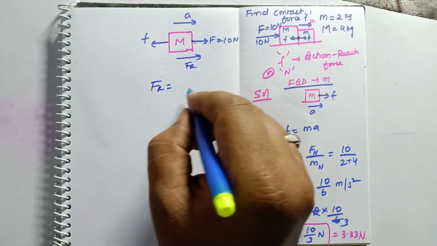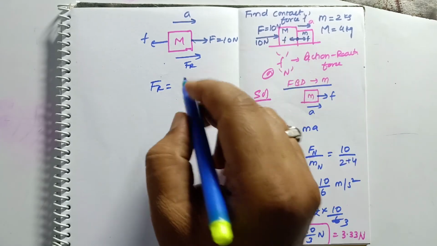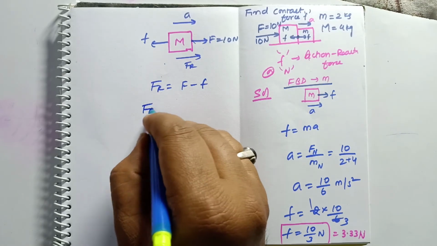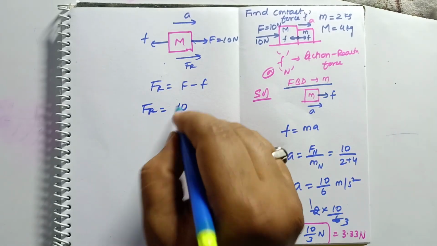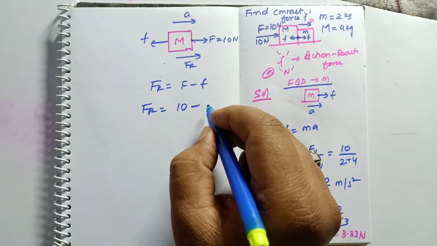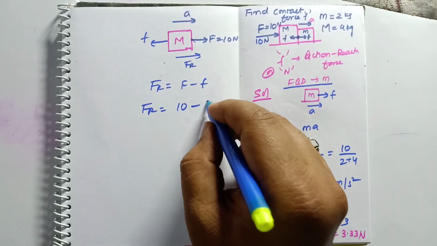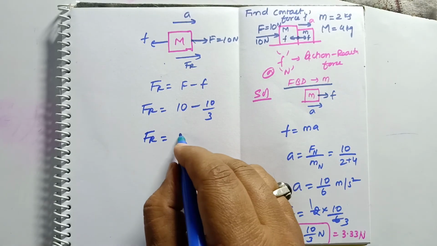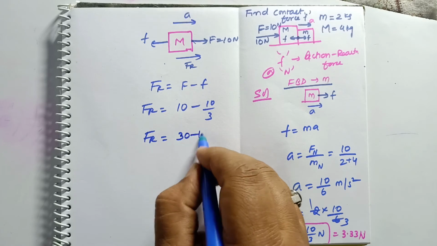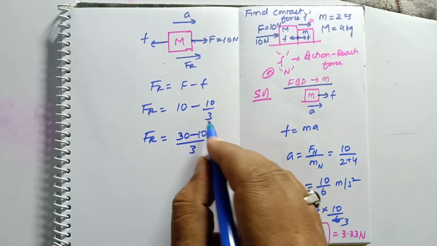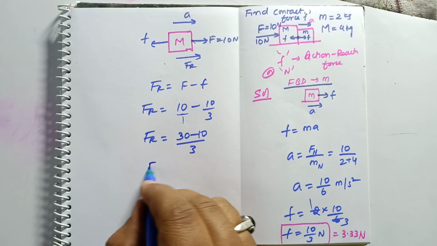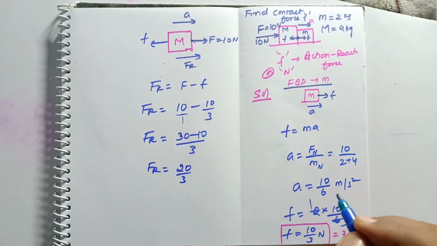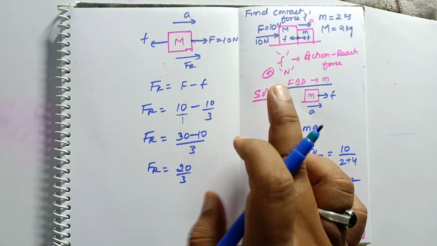You can find out the resultant force acting on the larger block. What is that? That is capital F minus small f. What is capital F? Capital F is going to be 10. And what is small f? Small f, whatever we have got now, that is 10 by 3. So the resultant force acting on the larger block is 10 minus 10 by 3. Taking the LCM, 30 minus 10 by 3, therefore the resultant force is going to be 20 by 3. So we got the resultant force acting on the larger block.